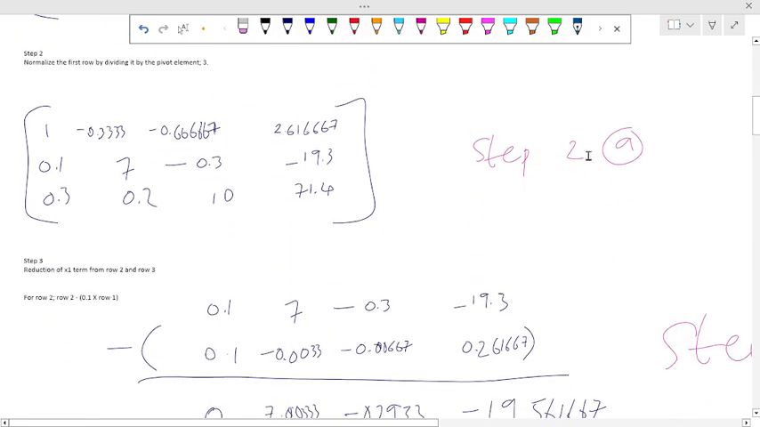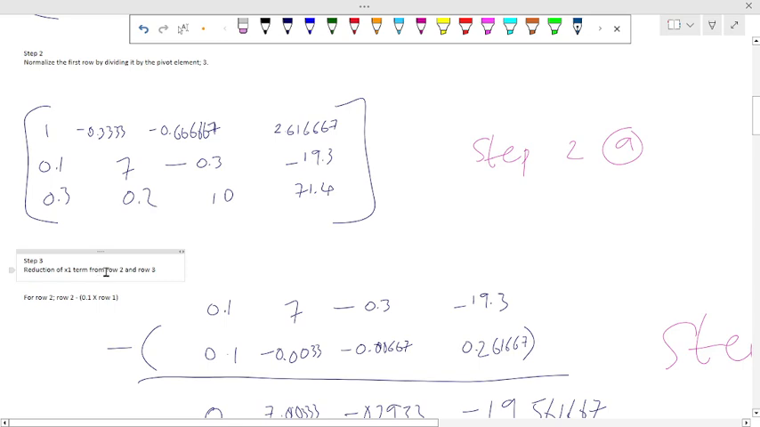I call it step 2A because you will repeat this step again and again. After normalizing, you have to normalize each row. So we've normalized this row. What is the next thing?